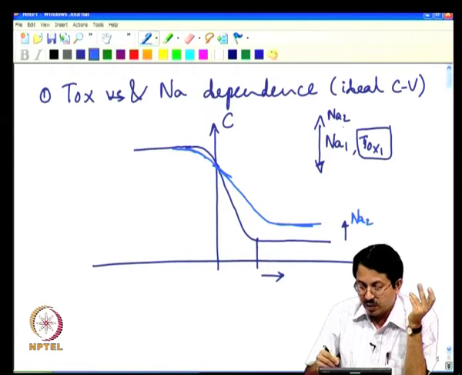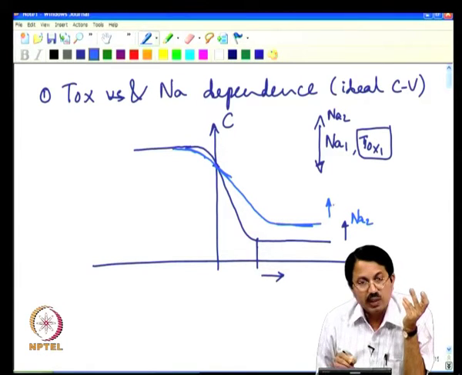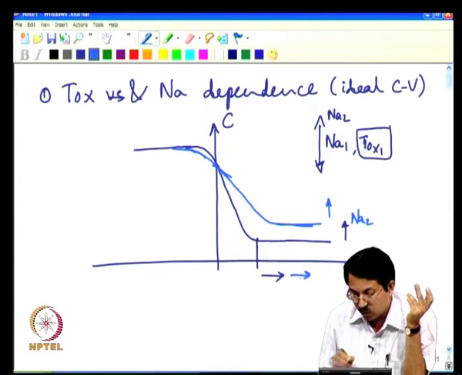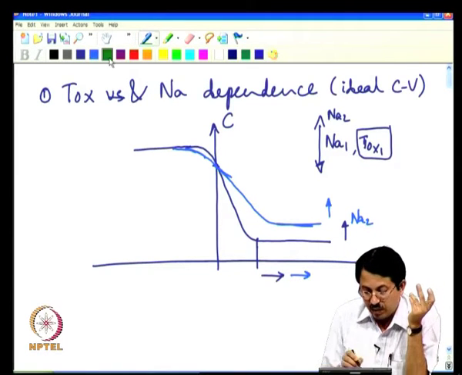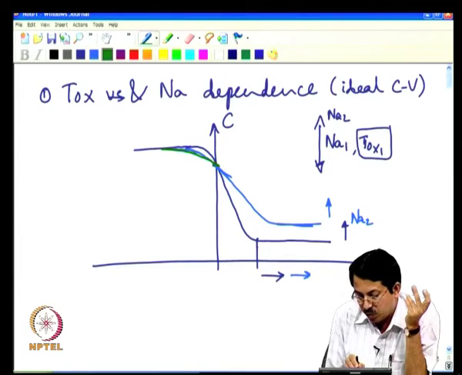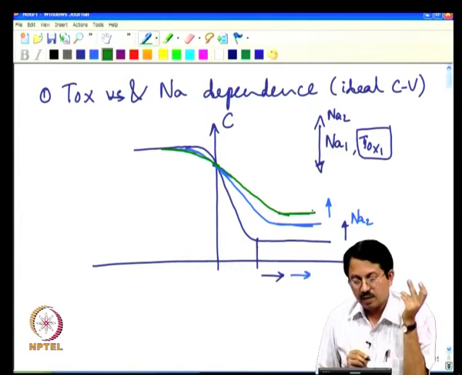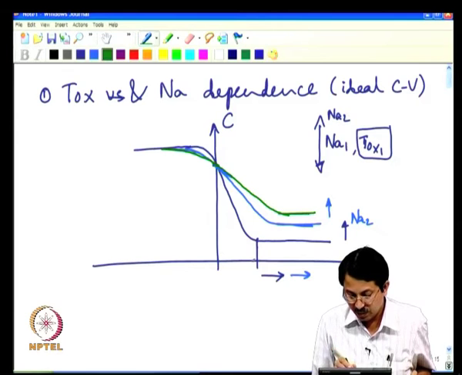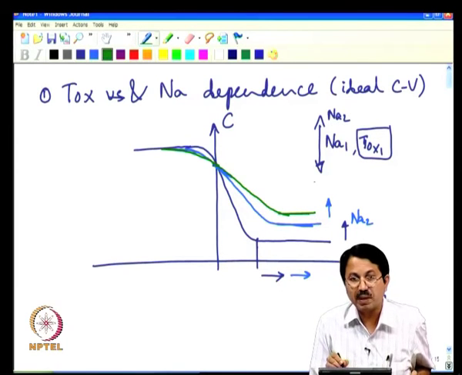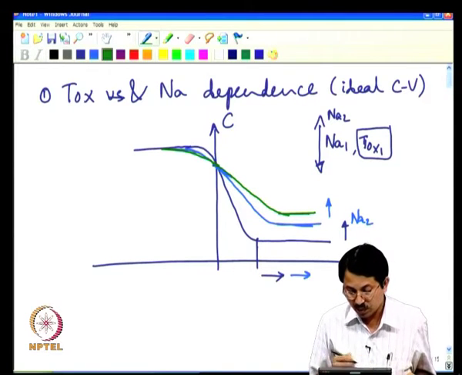Na2 now. If you increase Na further, the minimum capacitance will increase further, and the threshold voltage will increase further. Eventually you start seeing a curve which would probably look something like this. So notice that two things happen with varying Na: Vt increases and minimum capacitance also increases, both happening simultaneously.